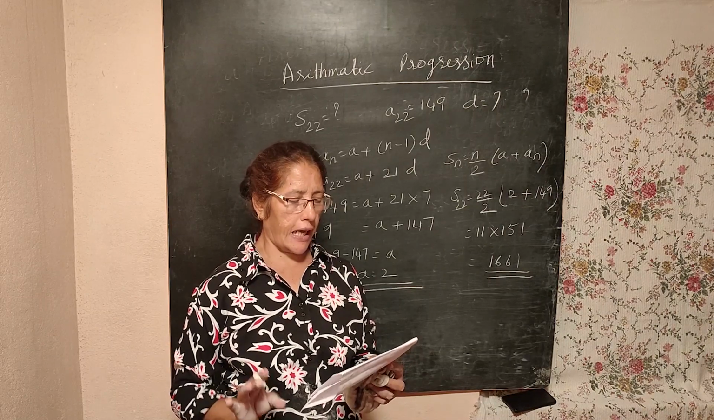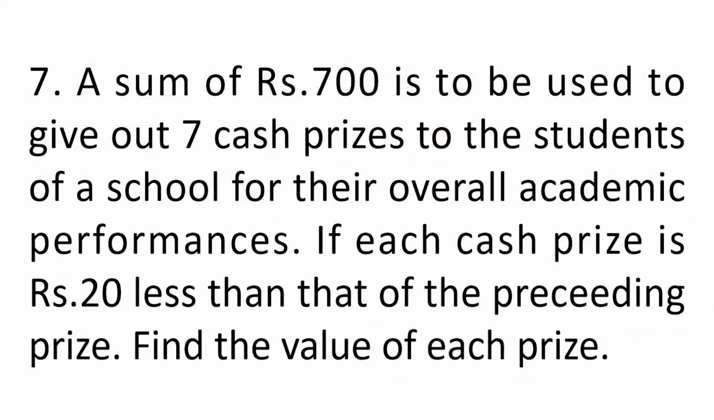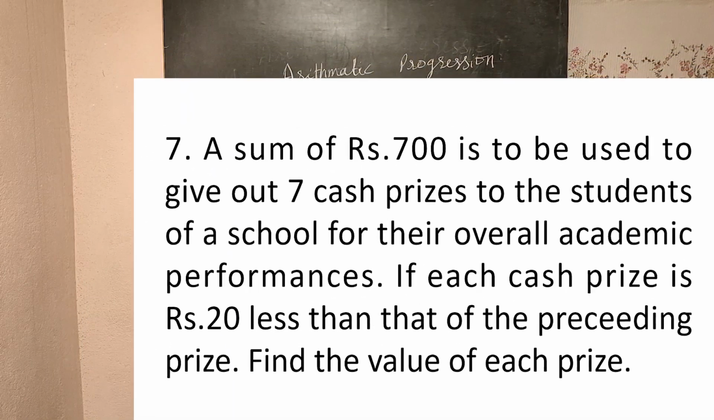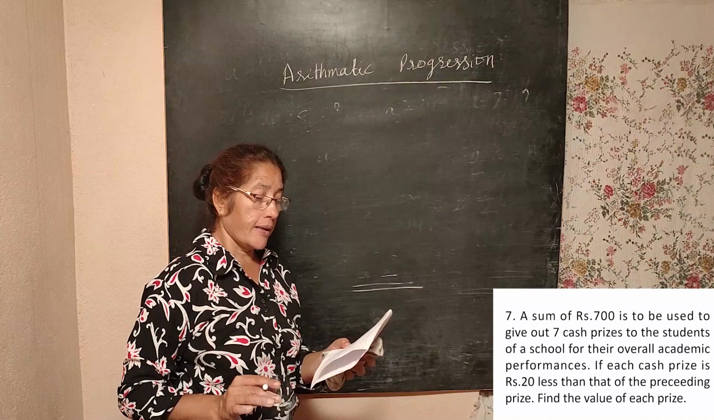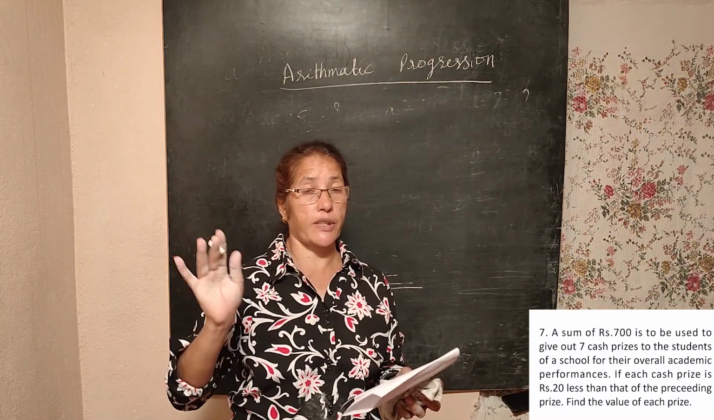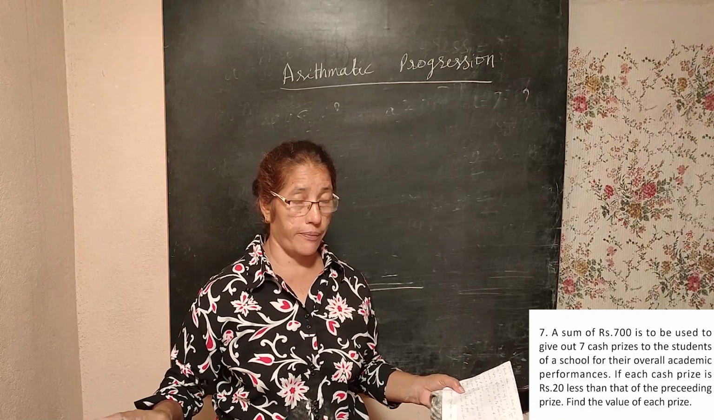Let me solve the last problem. A sum of rupees 700 is to be used to give 7 cash prizes to the students of a school for their overall academic performance. If each cash prize is rupees 20 less than the preceding prize, find the value of each cash prize. They have given the sum of rupees 700 to be given as 7 cash prizes, and each cash prize for the 7 people is not an equal amount.